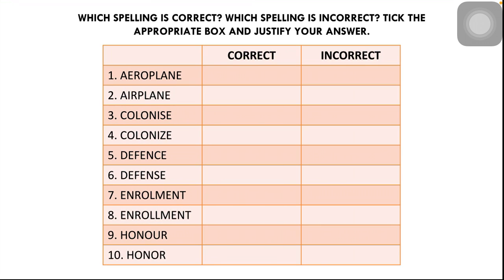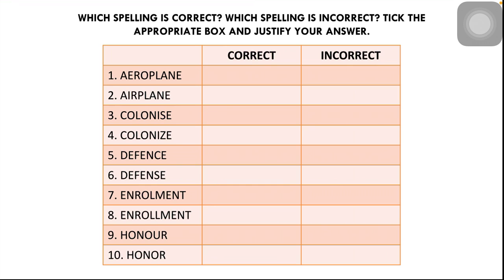Okay, I have this set of words here in this table, and do you think meron bang mali dito sa mga words na to? Like, for example, number 1 is aeroplane and number 2 is airplane. Do you think aeroplane is correct or wrong? Or airplane, of course, it is correct because we are familiar with that. Aeroplane is actually correct, okay? Because this is the British spelling of airplane.